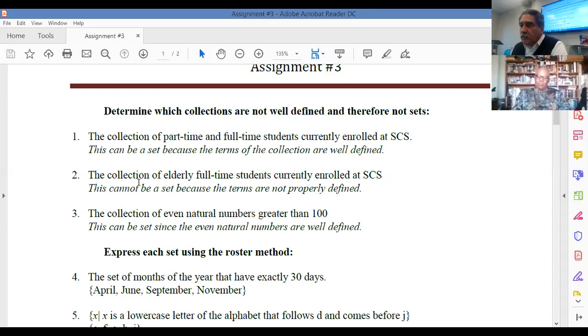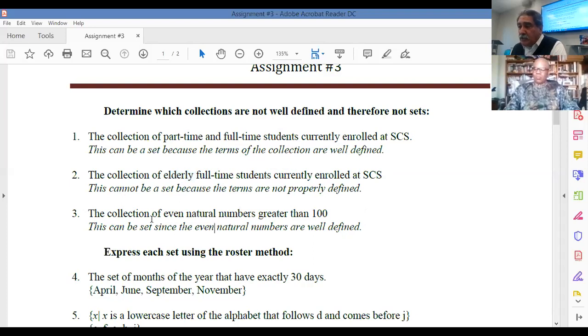Now, question number 2 says collection of the elderly full-time students currently enrolled at Southern California Seminary. Now here, in this question, the element which is not well defined is the element of elderly. What do you mean by that? You've got to be specific. What age group are we talking about? Therefore, this is not a set. So this is one of them.